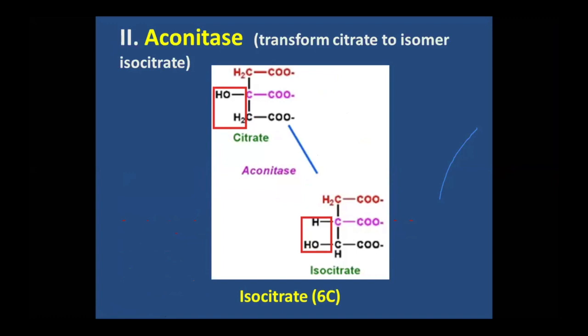Now, the second step involves aconitase. Aconitase is similar to an isomerase. Yun nga lang po, the difference is it is very specific to only transform citrate to isocitrate. Yun lang po ang pinaka-function niya. So, aconitase would be very specific only for the transformation of citrate to isocitrate. Yan lang po ang mangyayari sa second step.